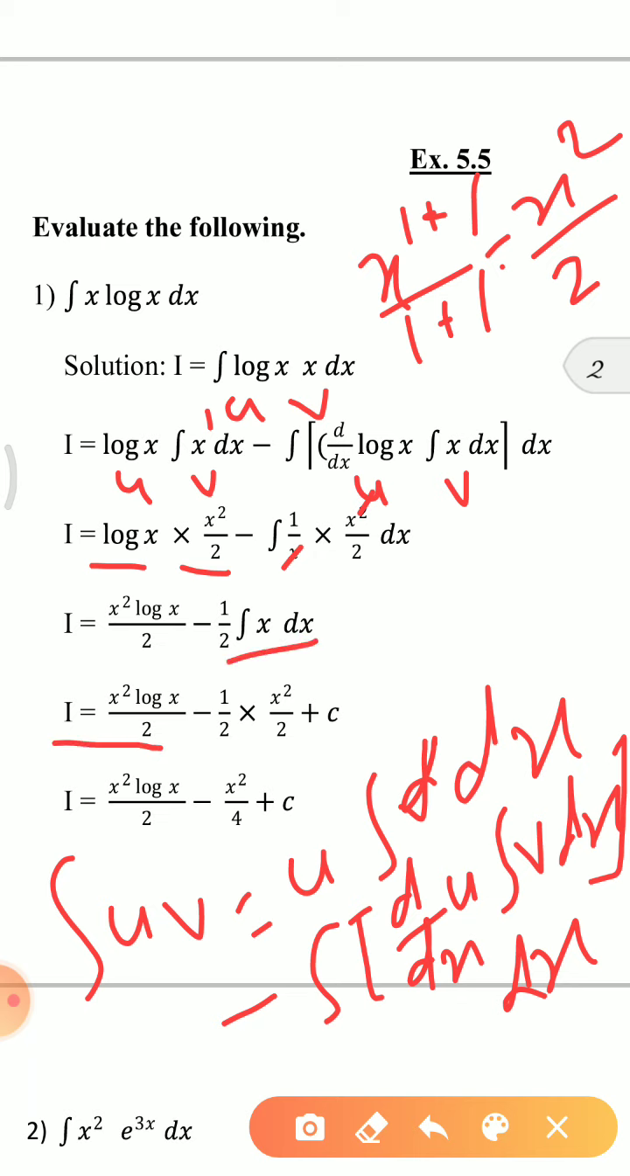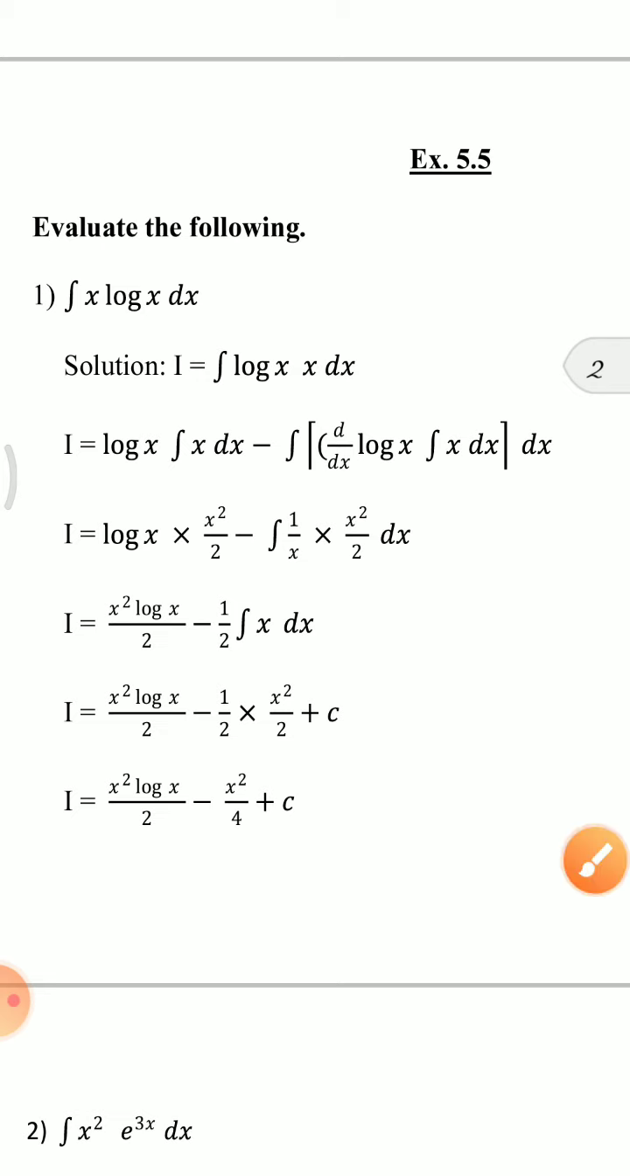Then I is equal to x square log x upon 2 minus 1 by 2 integration of x dx, that is the integration of x is x square by 2 plus c. That means the final answer becomes I is equal to x square log x upon 2 minus x square, in denominator 2 into 2 is 4, that is x square by 4 plus c. That means integration of x log x dx is equal to x square log x upon 2 minus x square by 4 plus c. This you have to solve in the first question.